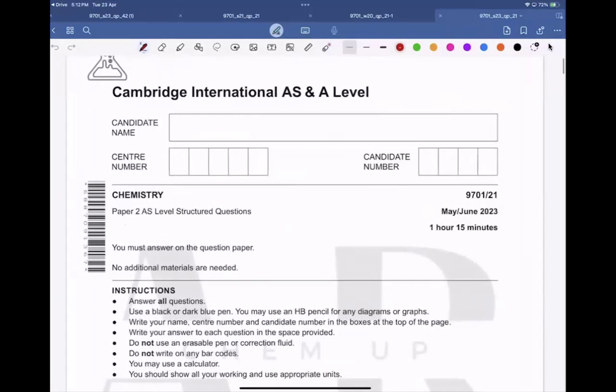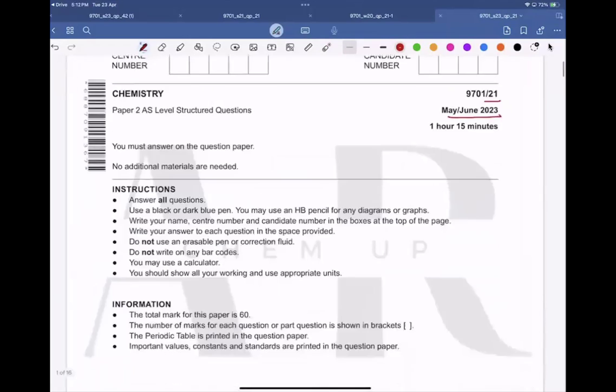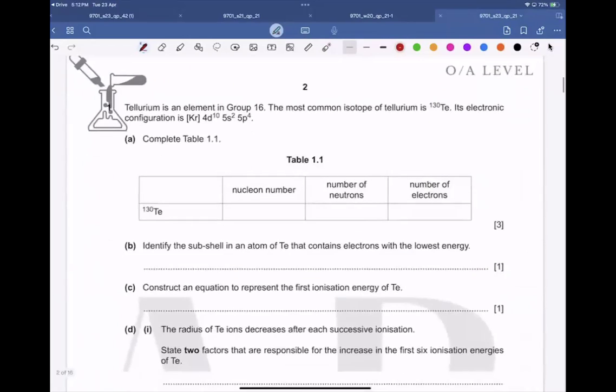Today we are going to start paper 2 AS level, May-June 2023 to 1. Okay, so let's start with question number 1. Tellurium is an element in group 16. The most common isotope of tellurium is tellurium-130. Its electronic configuration is krypton 4d10 5s2 5p4.